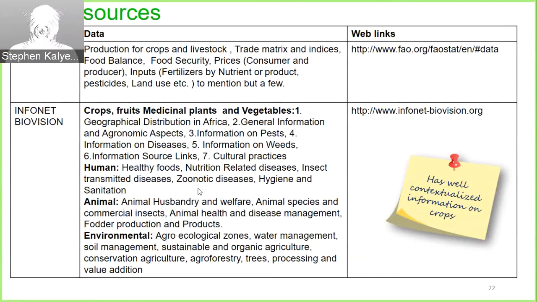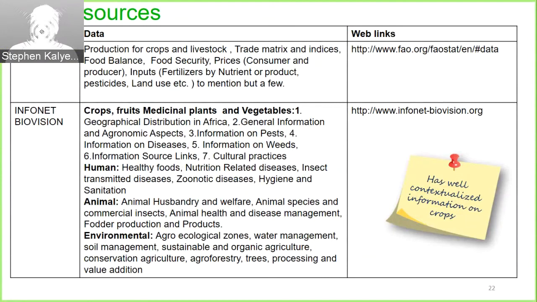It's very, very good. It has the information in a contextualized format, okay? It has crop data. If you want to do maize, just look out for this website. You're going to find the crop data it requires. You're going to find various crops with various crop data. You're going to find foods, medicinal plants, vegetables. You're going to look at the geographical distribution in Africa.